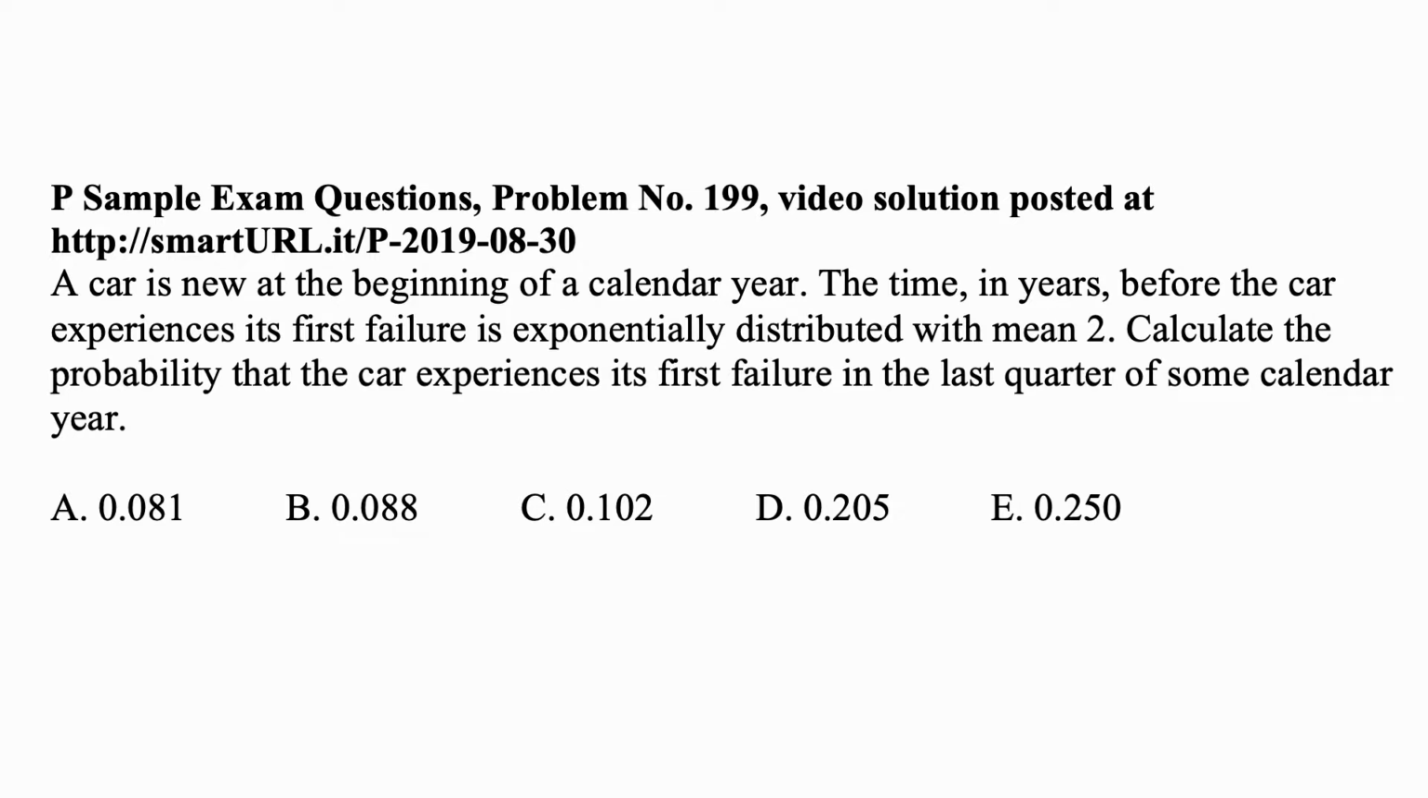Here's the problem for today for exam P. A car is new at the beginning of a calendar year. The time in years before the car experiences its first failure is exponentially distributed with mean 2. Calculate the probability that the car experiences first failure in the last quarter of some calendar year.